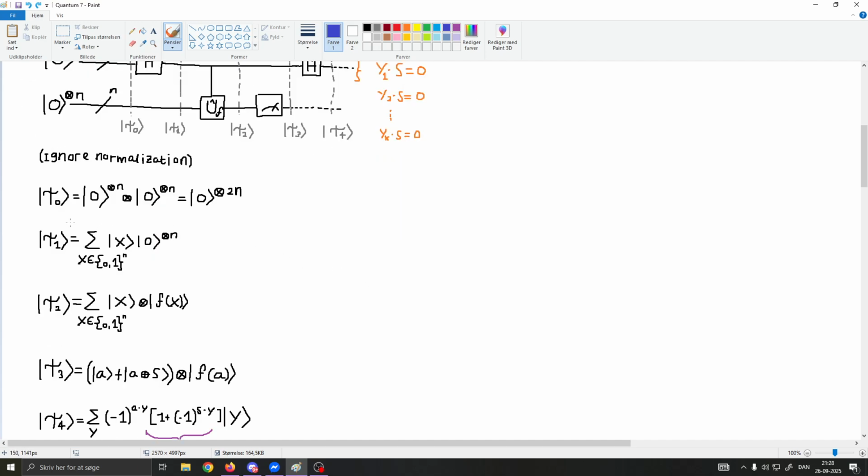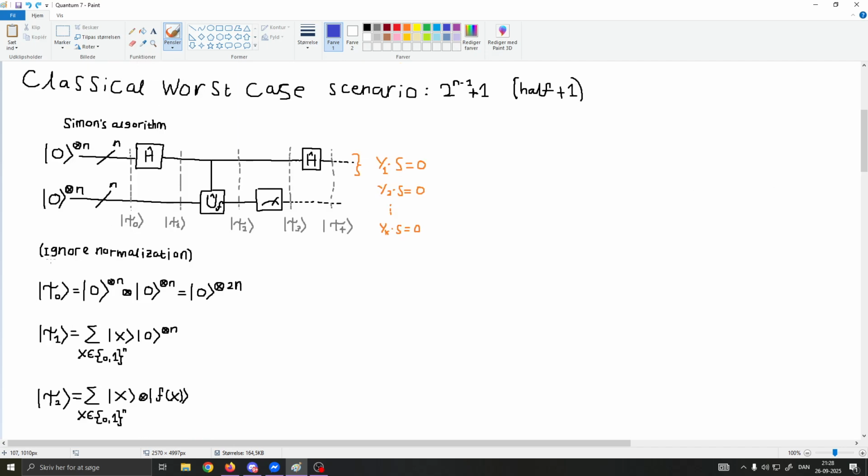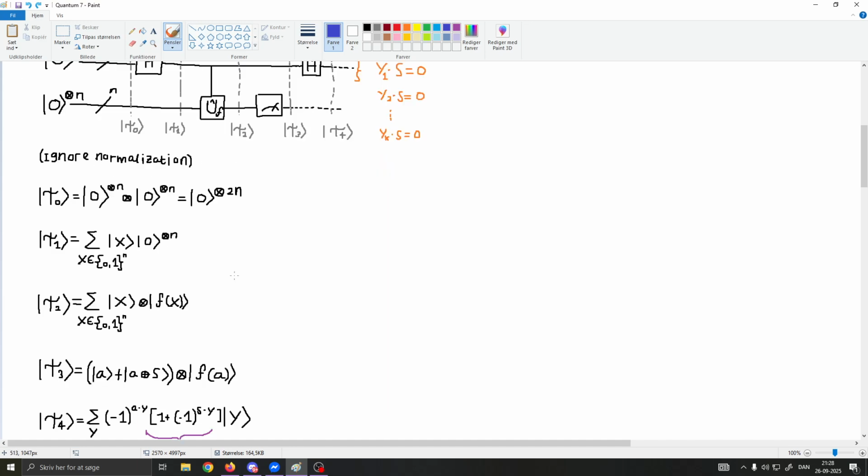Now, for simplicity, I didn't bother writing the normalization. You can keep track of it: if you know how many qubits there are, you know what the normalization is. So, with that being said, we start out in this state right here, which just corresponds to 2n qubits tensored together, after which we apply a Hadamard transformation to every qubit from the first register.